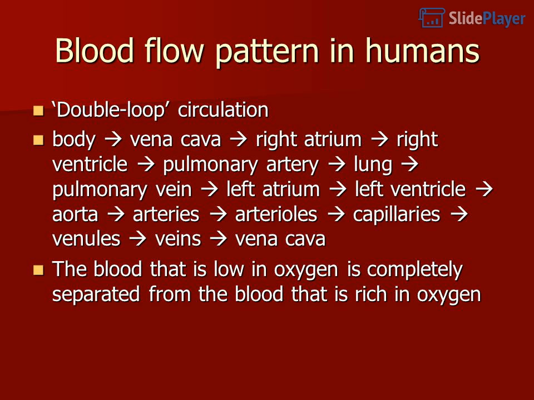Blood flow pattern in humans. Double loop circulation. Body, vena cava, right atrium, right ventricle, pulmonary artery, lung, pulmonary vein, left atrium, left ventricle, aorta, arteries, arterioles, capillaries, venules, veins, vena cava. The blood that is low in oxygen is completely separated from the blood that is rich in oxygen.